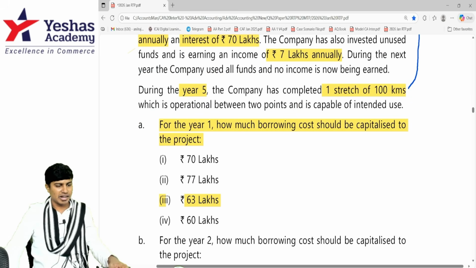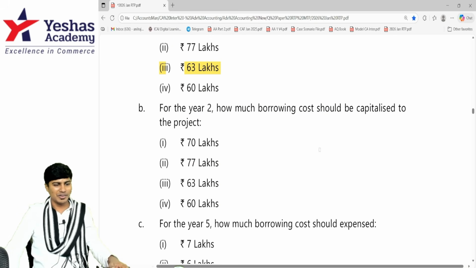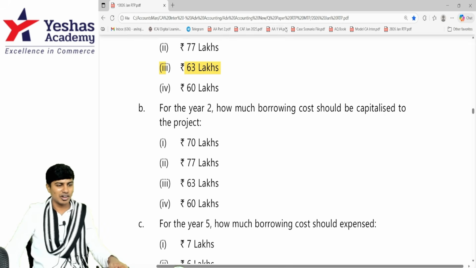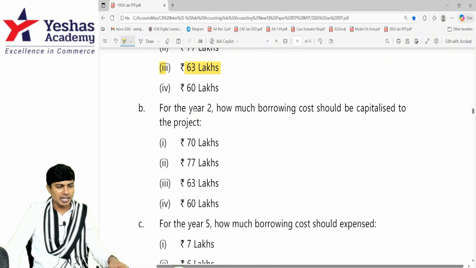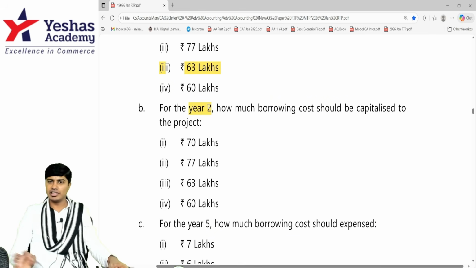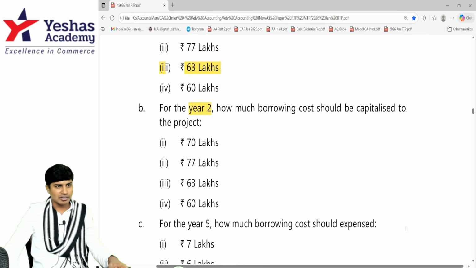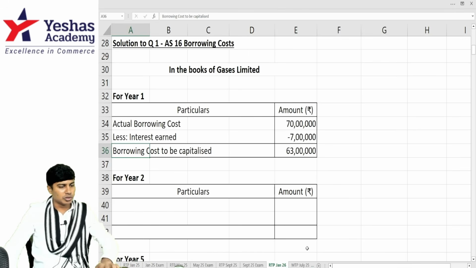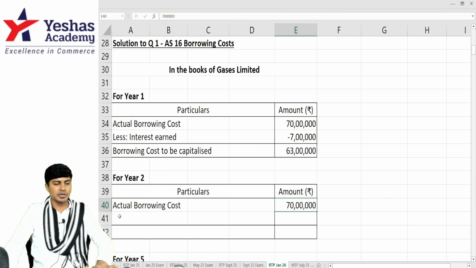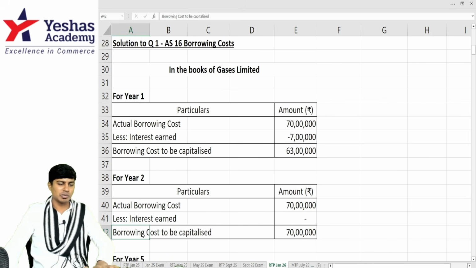The second question they've asked is for year 2. If they gave years 1, 2, 3, 4, 5, it would be 10 marks, but they've not asked so many, they've asked only for year 2. In year 2, how much should be capitalized? In year 2, there are no idle funds. All the idle funds have already been utilized. Actual borrowing cost is 70. So we will not be deducting any portion. Full 70 lakhs is to be capitalized.